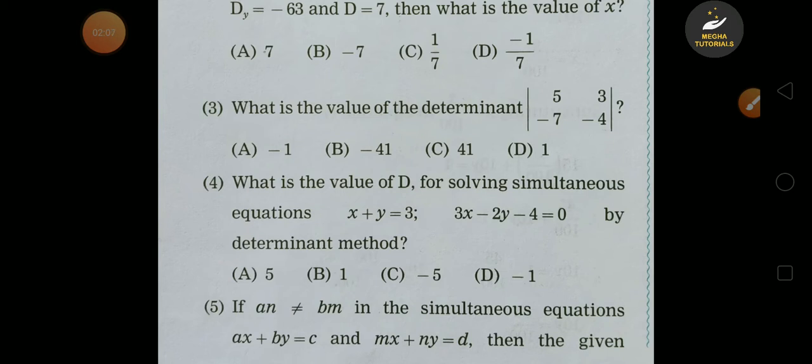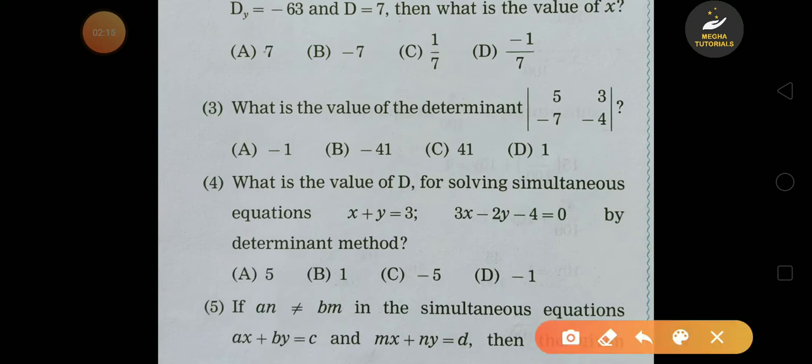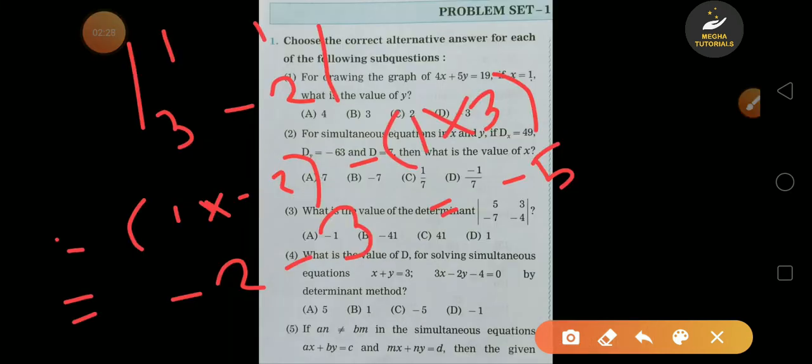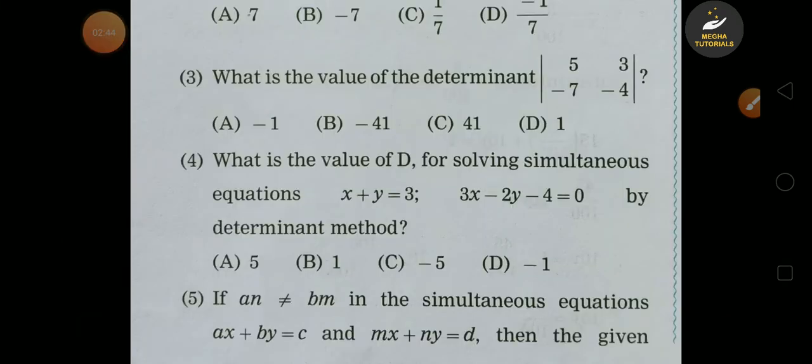Question 4. What is the value of D for solving simultaneous equations x plus y is equal to 3, 3x minus 2y minus 4 is equal to 0? So D means A1, A2 and B1, B2. So A1 is 1, A2 is 3, B1 is 1 and B2 is minus 2. So the determinant is 1, 3, 1, minus 2. Then we have to start from the left top. So 1 into minus 2 minus 1 into 3. So minus 2 minus 3 will be minus 5. So the correct option is option C, minus 5.